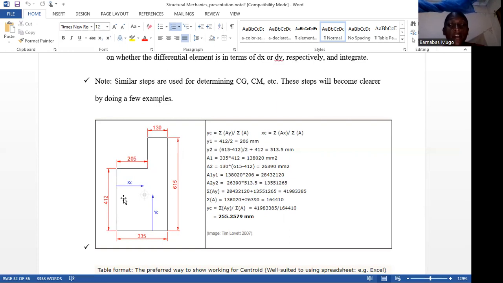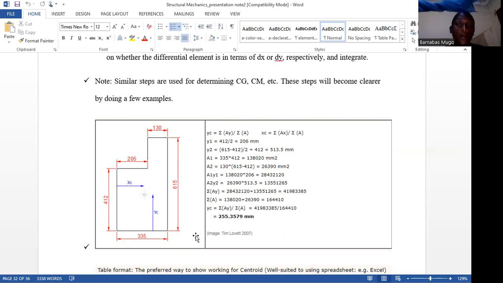Y2 is going to be given by 615 minus 412, so that you get whatever is on the top. Then we add 412, because at the bottom is where we have the reference. The reference is along that line. So Y2 will be 513.5. Then A1 is the area, which is 335, you multiply by 412, you get that. A2 is 130, you multiply by 615 minus 412, so that you get that answer.